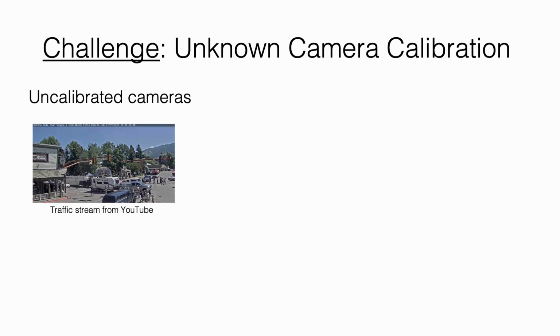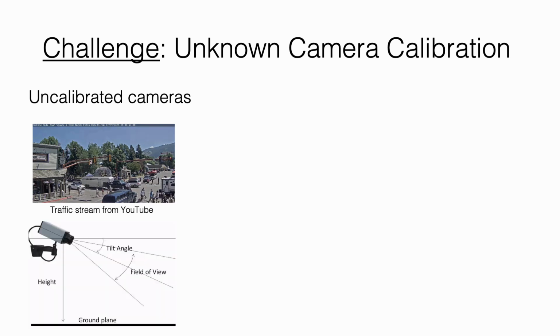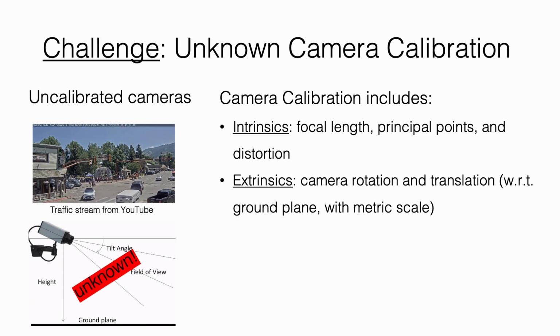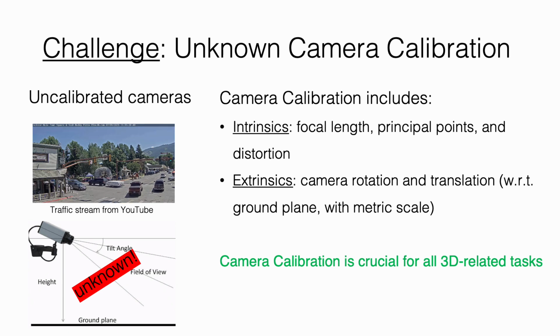Consider this video stream where beside the video itself, we don't know any of this information such as the height, mounting orientation, field of view, or distortion parameters. In other words, we don't know either the intrinsic or extrinsic parameters of the camera, and this is a crucial limitation to enable 3D related applications.